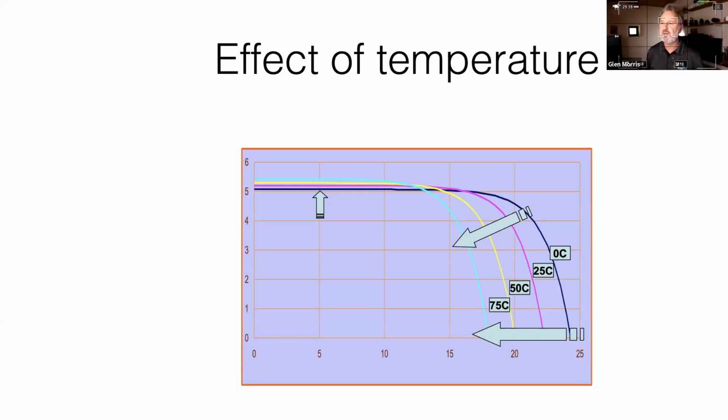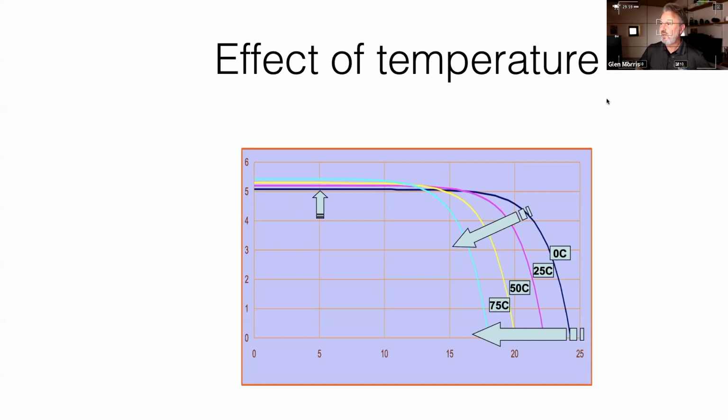So in this diagram you're looking at here, the panels at 0 degrees might be up around 24 volts. At 25 degrees Celsius, which is test conditions, might be around 22. But on a hot day, the panels may heat up to like 75 degrees Celsius, and so the voltage drops down to about 17 volts.